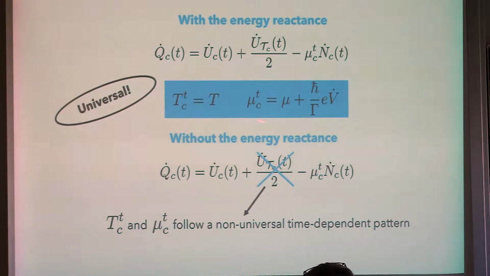So we predict this result of a measurement of the temperature and the chemical potential. We see that the temperature remains constant and the chemical potential evolves in time, following the variation in time of the driving. And this is a universal response in the sense that it does not depend on the spectral properties of the system.